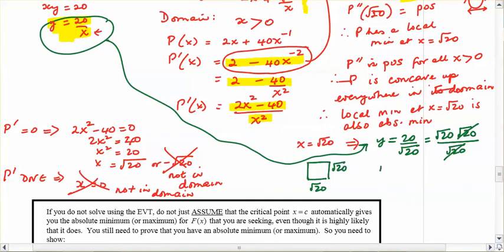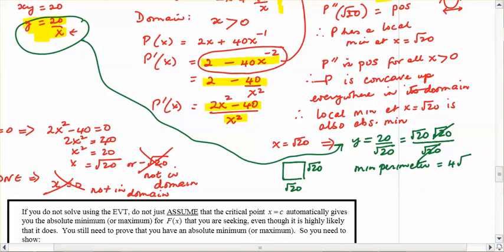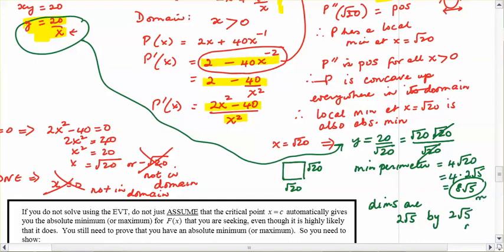So my minimum perimeter, there are 4 equal sides, so it's going to be 4 root 20. And we could simplify that since root 20 is 2 root 5. That is 8 root 5. That step is optional, but it's good to be able to recognize answers in different disguises. And the dimensions are root 20 by root 20, or 2 root 5 by 2 root 5. And everything is measured in meters.